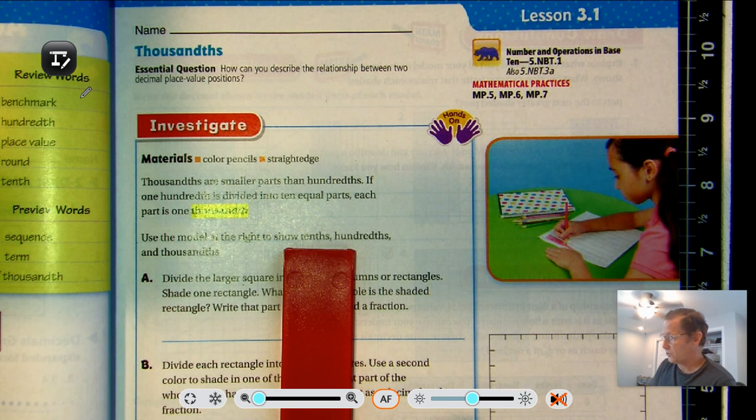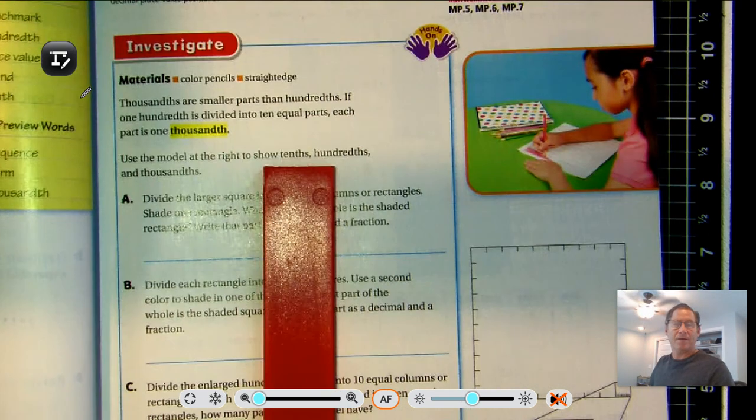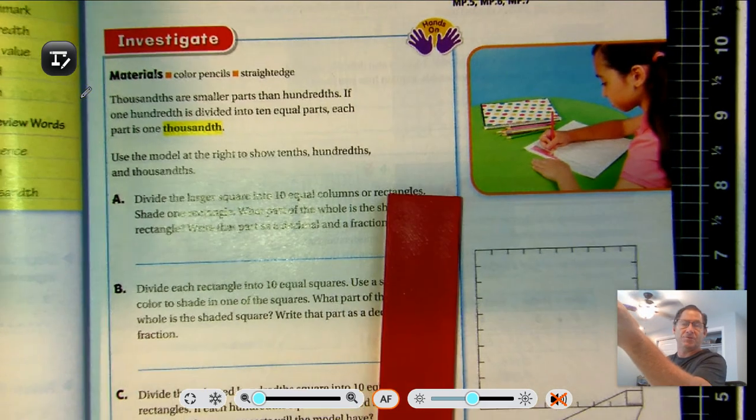So there's going to be a short little investigation activity. You'll need color pencils, color pens, and a straight edge, something that you can make straight lines. Okay, so make sure you have those supplies. All right, so let's go ahead and look at the directions.